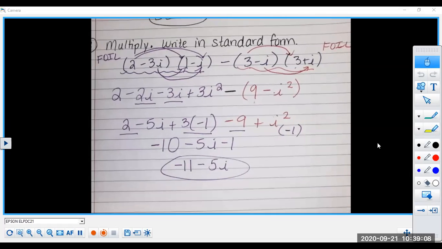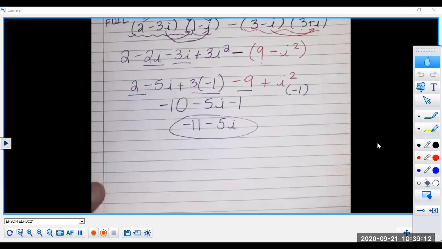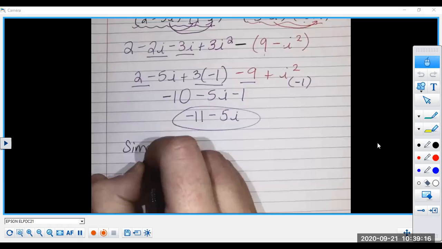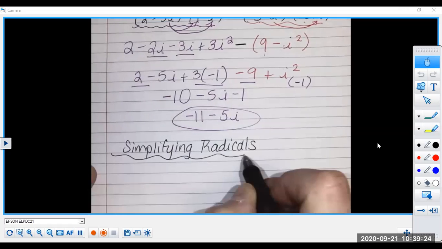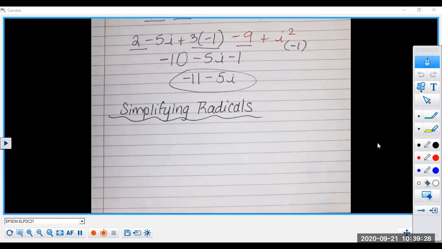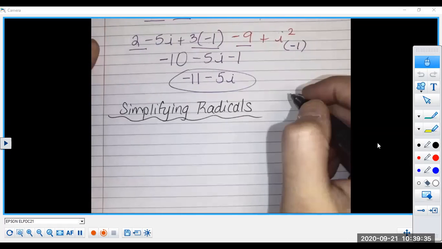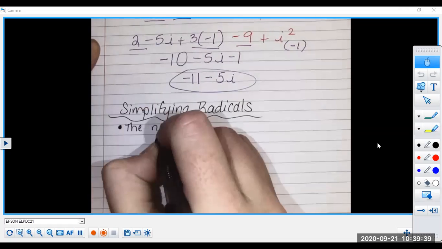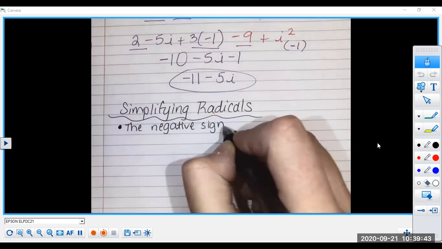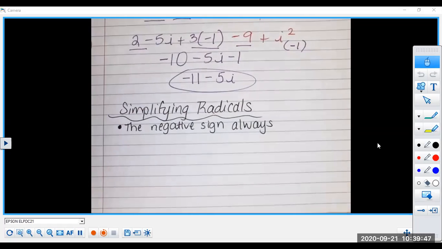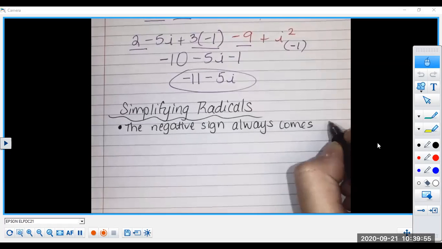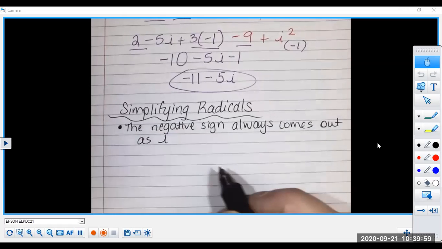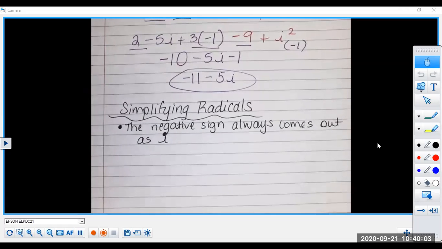Okay, before we look at division, we're going to look at simplifying radicals. To simplify radicals that contain negative numbers, the negative sign always comes out as what? The easiest way I know to tell you is that the negative part always comes out as i, outside the radical. You don't leave i inside the radical.